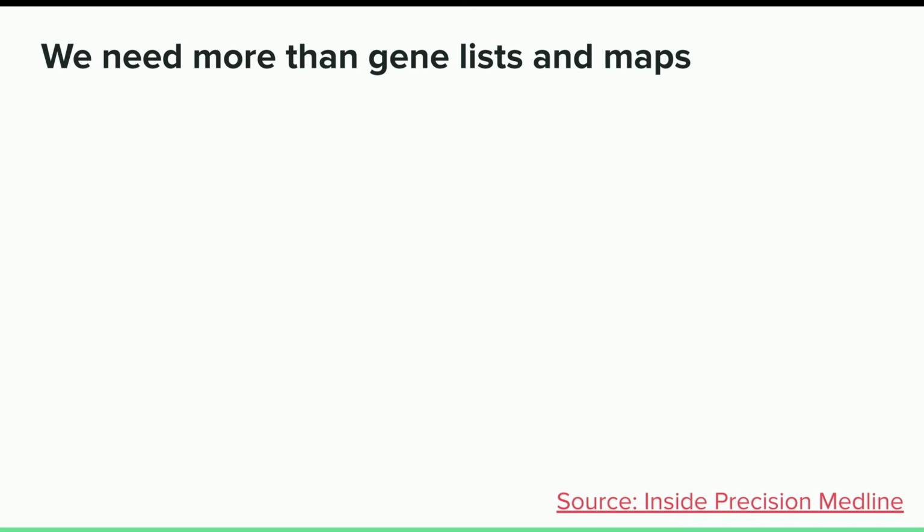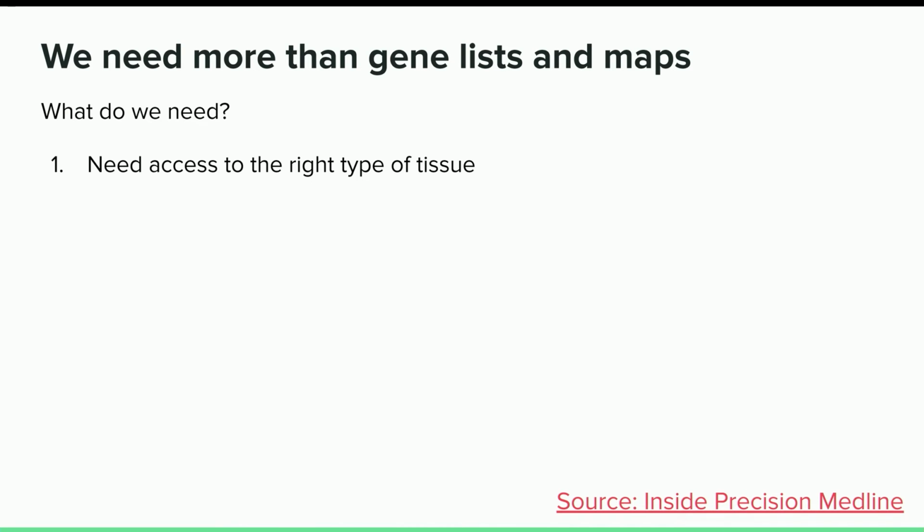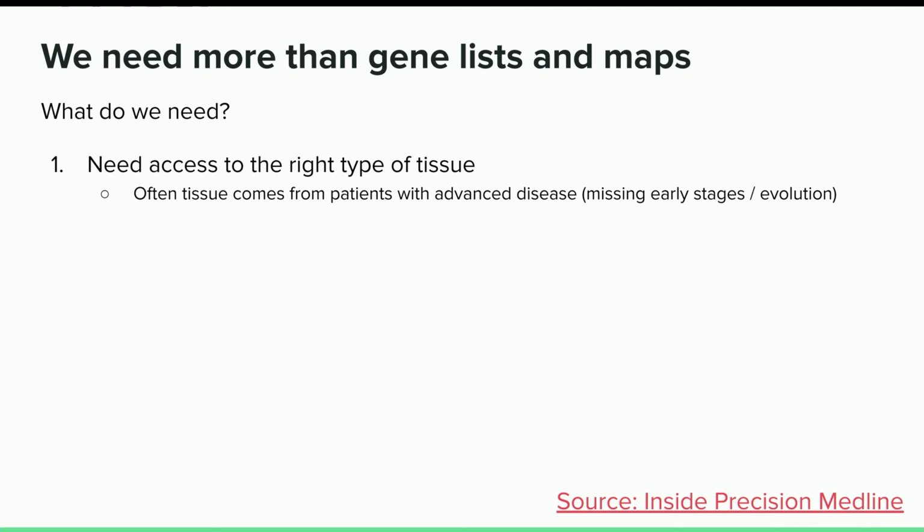And then, of course, we need more than gene lists and gene maps. We need to access the right tissue. So I can tell you right now, neuroscience is going to be the very last field to adopt these technologies, because it is so incredibly hard to get brain tissue. I'm guessing cancer is the first field that will likely be adopting these technologies, but we need the right tissue depending on the question of interest.